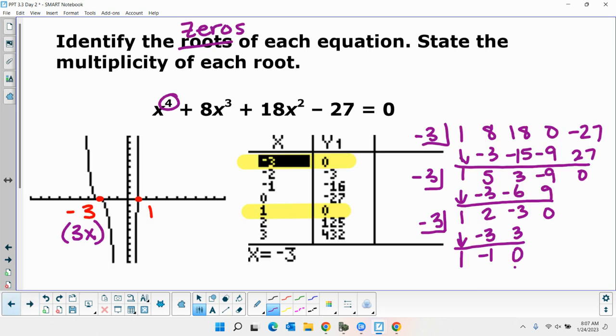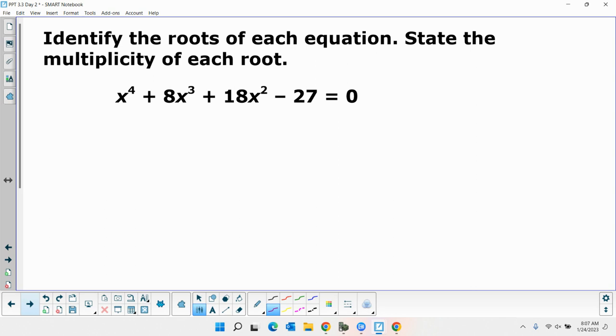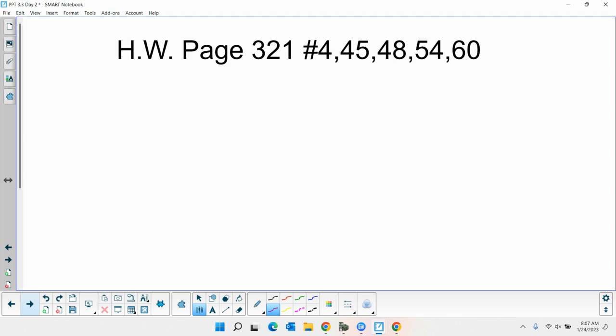Isn't that the same problem? Yeah, that's the same one, right? So, all right. So there we go. 5 problems again. Number 4 is like last night. And then 45, 48, 54, and 60 are like the examples we just did. Okay? Check for multiplicity. And use your synthetic just to make sure, which doesn't take too long. Any questions? All right. Thanks for your attention.